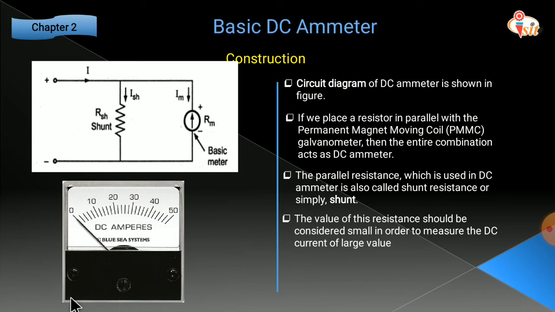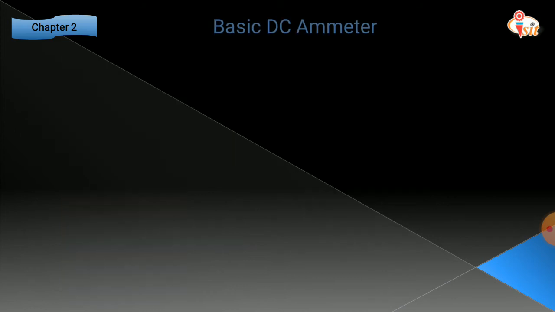Now what does this diagram show? This diagram shows an actual analog DC ammeter, and this diagram shows the internal constructional diagram of the DC ammeter. This is the actual view of the DC ammeter, and the internal circuit diagram is shown here. I hope you understood this point. Now I am going to the next point.